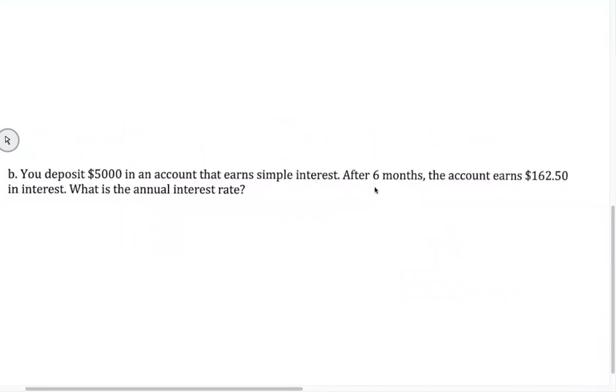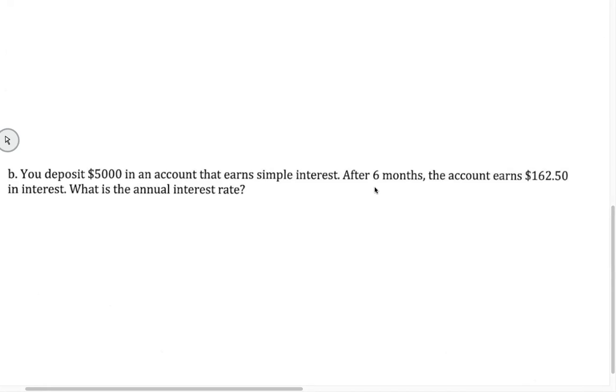You deposit $5,000 into an account that earns simple interest. That's I equals PRT. After 6 months, the account earns $162.50 in interest. What is the annual interest rate? First off, 6 months is how much of a year? A half of the whole year.